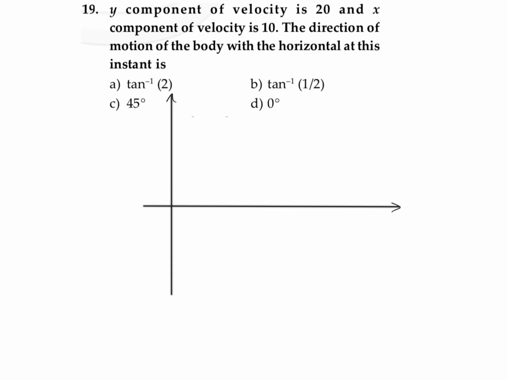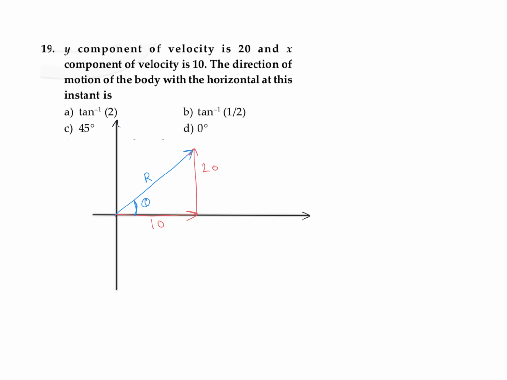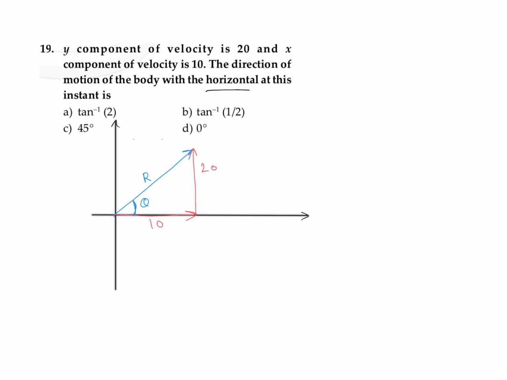The y component of velocity is given as 20, so we can just consider that, and the x component of velocity is 10. So let's say this is 10 and its y component is 20. We know that our resultant vector will be along this direction. So this is our resultant velocity vector, and it is making an angle, let's say theta, with respect to the horizontal, or with respect to the x-axis. Over here the word horizontal is for the x-axis.